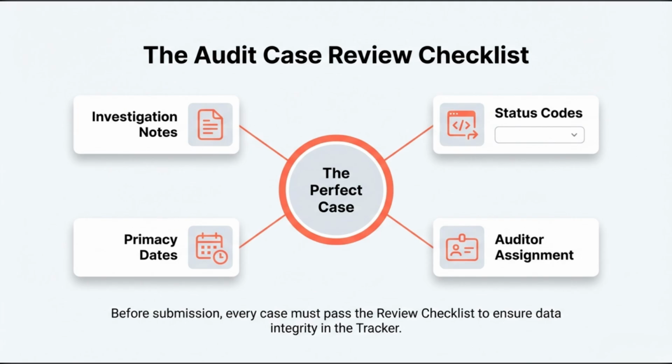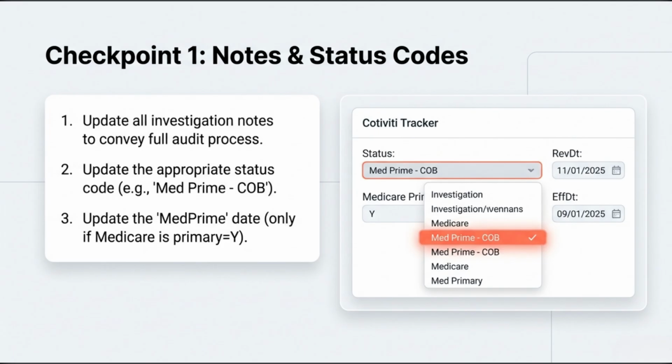And finally, auditor assignment. This one seems simple, but it's crucial for accountability and workflow. Is the case correctly assigned to you or the right individual on the team? We need to know who owns what, who's responsible for the next steps. It keeps our operations smooth and ensures no case gets lost in the shuffle. Every single point on this checklist is designed to protect our data, streamline our process, and ultimately ensure we identify every possible recovery. You're building a foundation of accuracy here. Keep those cases perfect.